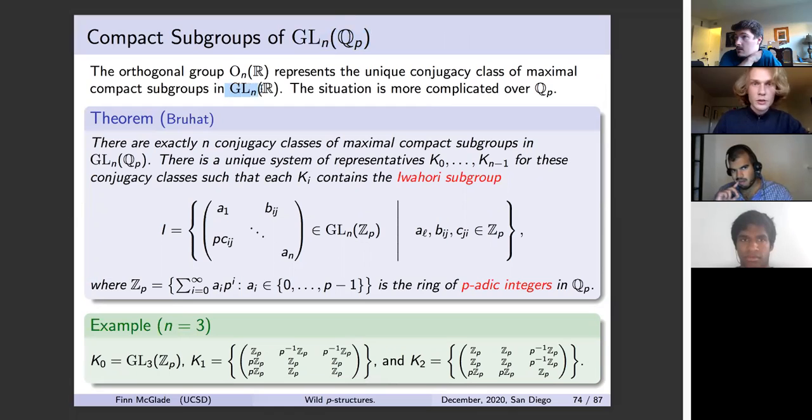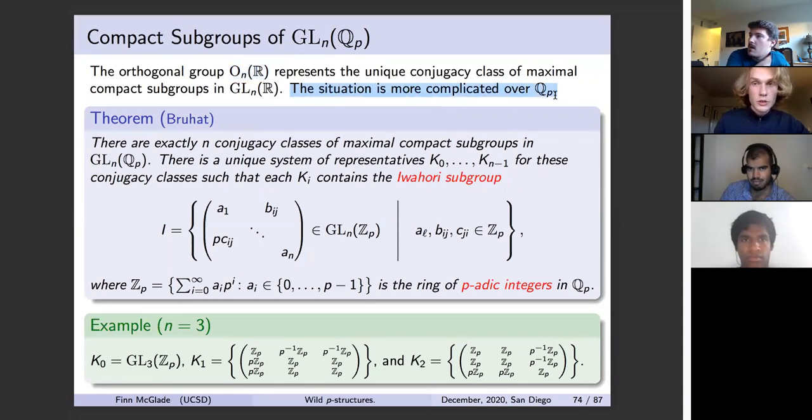And let's go to a slightly more familiar setting, so GL_n(R). In GL_n(R), you can talk about these things called maximal compact subgroups. So these are subgroups which are maximal with the property of being compact, right? And you can ask, okay, how many conjugacy classes of such subgroups are there? If I consider maximal compact subgroups up to conjugacy, can I count the number of conjugacy classes? And often this is an interesting question. In the case of GL_n(R), the answer is yes. There's exactly one conjugacy class, and it's represented by the orthogonal group. So this is the group of matrices which map orthonormal bases to orthonormal bases.